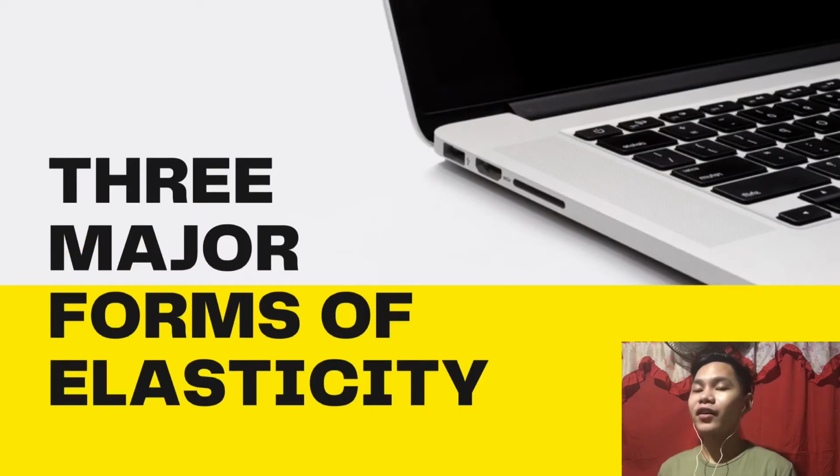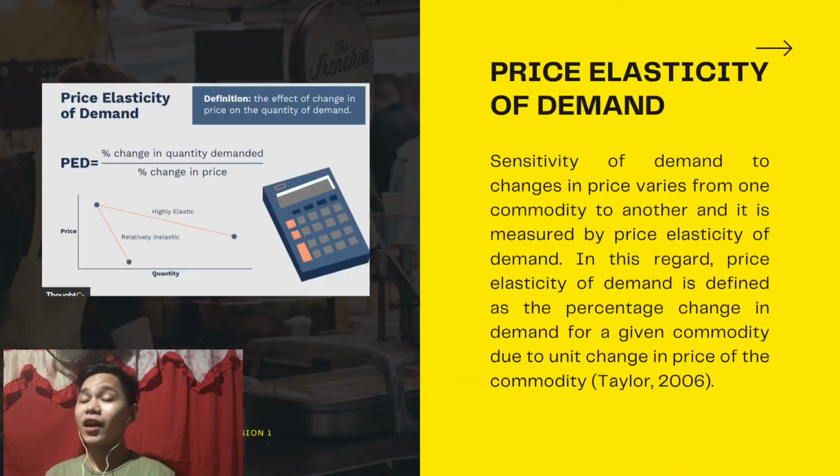And now let's talk about the three major forms of elasticity. First on the list is the price elasticity of demand. What does price elasticity of demand mean? According to Taylor 2006, sensitivity of demand to changes in price varies from one commodity to another, and it is measured by price elasticity of demand. In this regard, price elasticity of demand is defined as the percentage change in the demand for a given commodity due to a unit change in the price of the commodity.